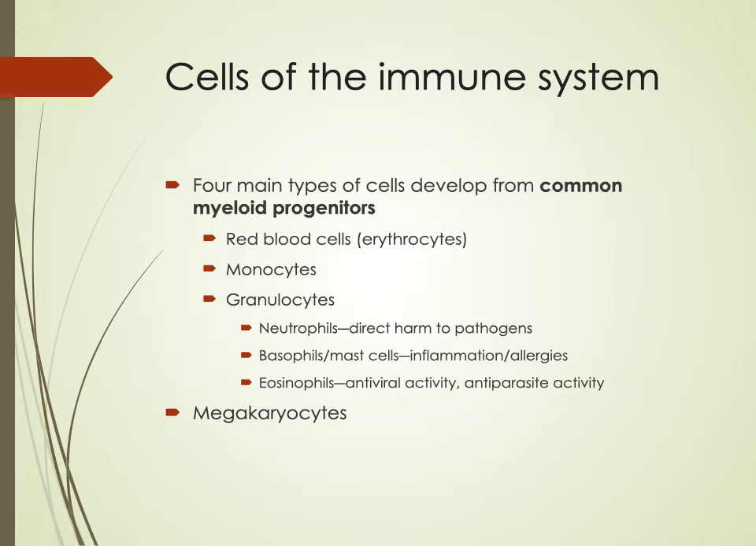So we're going to look more at that common myeloid progenitor and what are the different cell types that develop from it. So again, it's going to be the red blood cells, erythrocytes, really important in transporting oxygen, but there we go. Probably won't mention it again. We have the monocytes, and again, the monocytes can become either dendritic cells or macrophages.